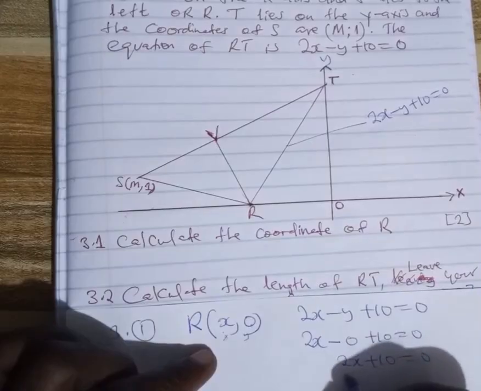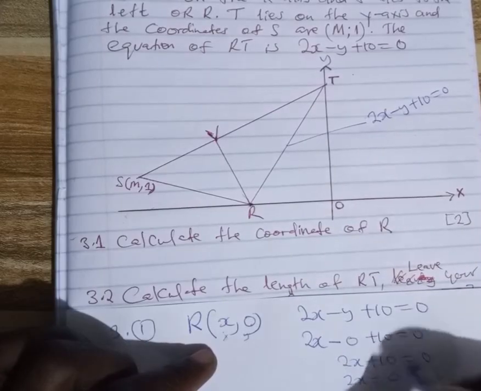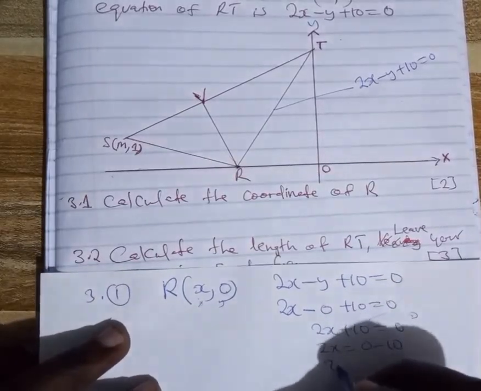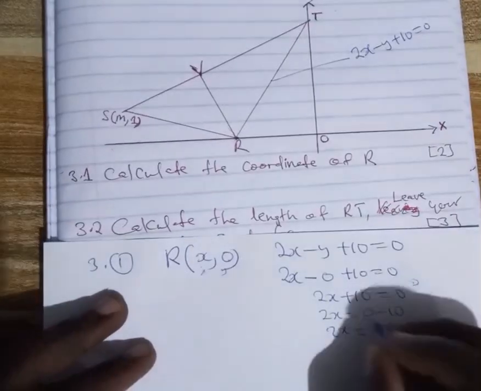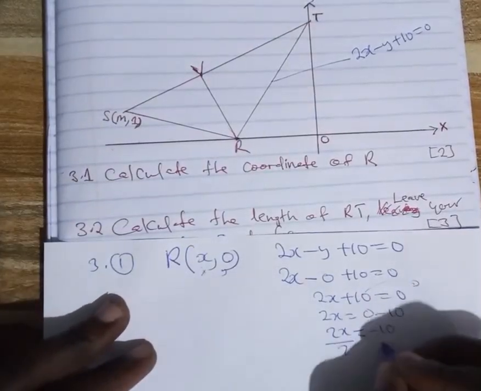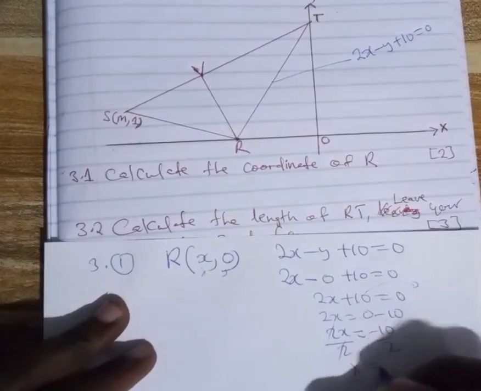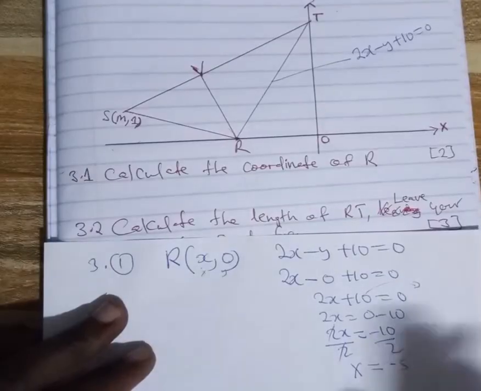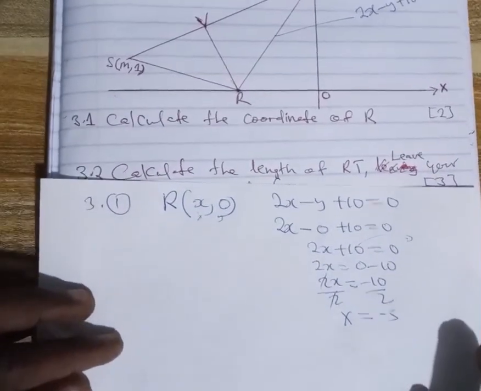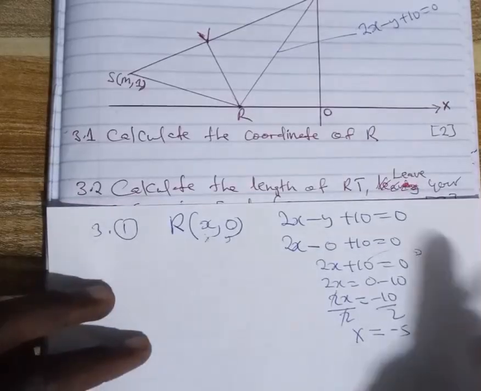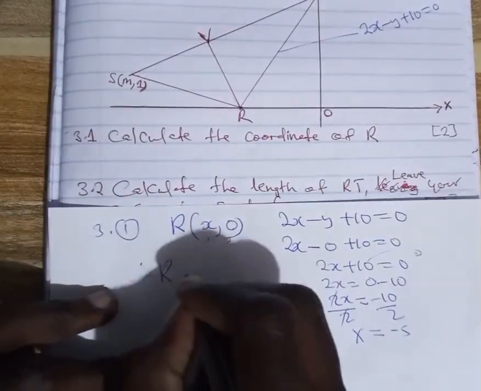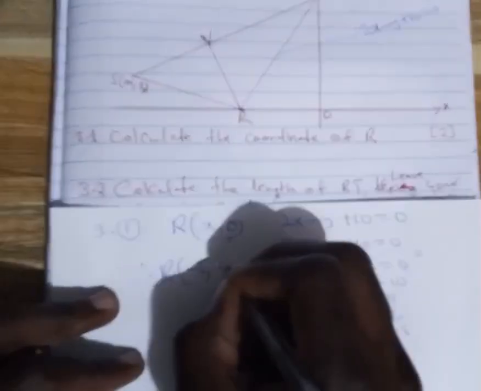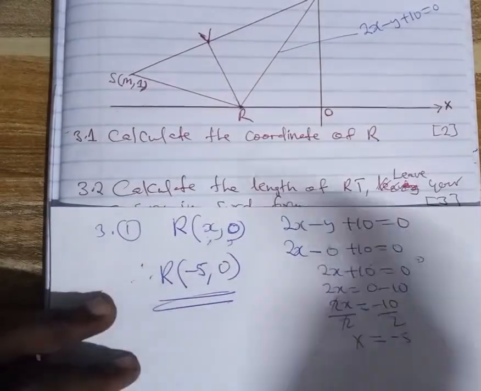Then you group like terms. You're going to have 2x equal to 0, and this 10, once it comes across the equal sign, will be minus 10. So 2x is equal to 0 minus 10, you have negative 10. Divide by 2, so x is equal to negative 5. Therefore the coordinates of R are (negative 5, 0). You gain 2 marks.